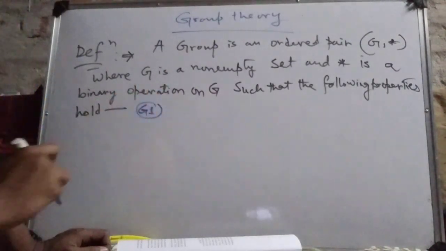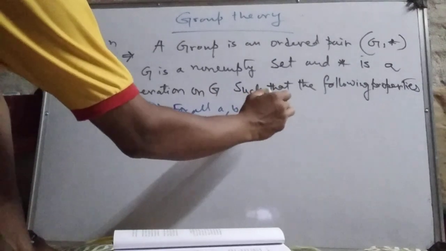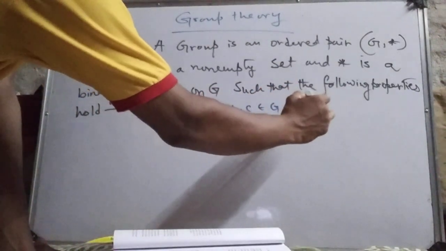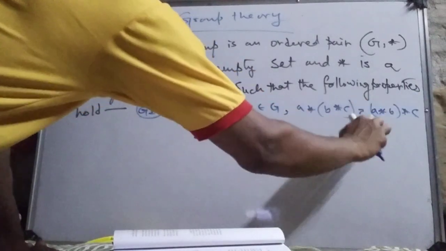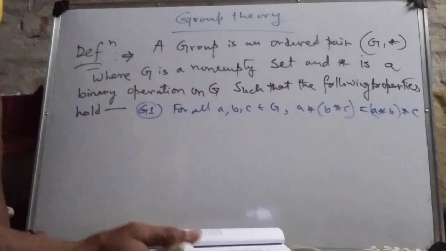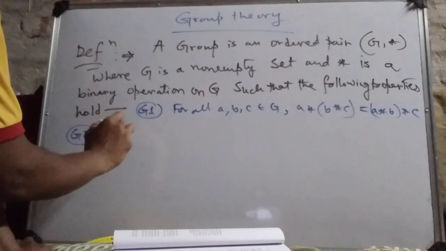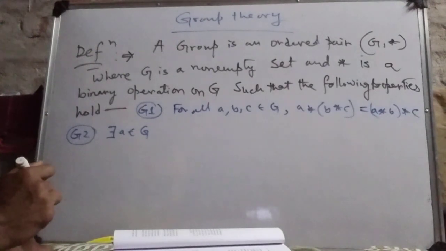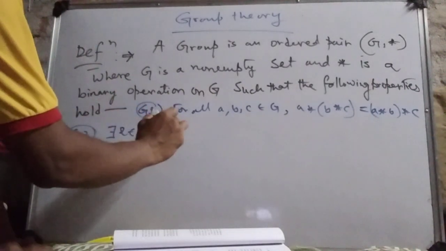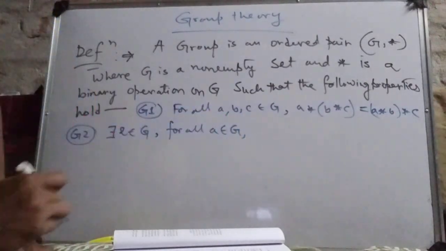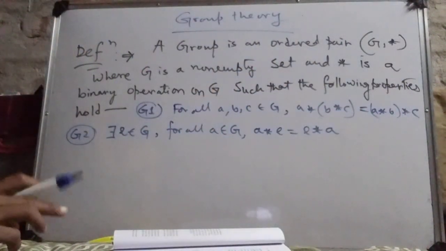First one, we write it here, G1. For all a, b, c belonging to G, (a star b) star c equals a star (b star c). Okay, understood? These two are equal. Here G2, we write it in this way. There exists e belonging to G such that for all a belonging to G, a star e equals e star a. Understood? Not a problem at all.